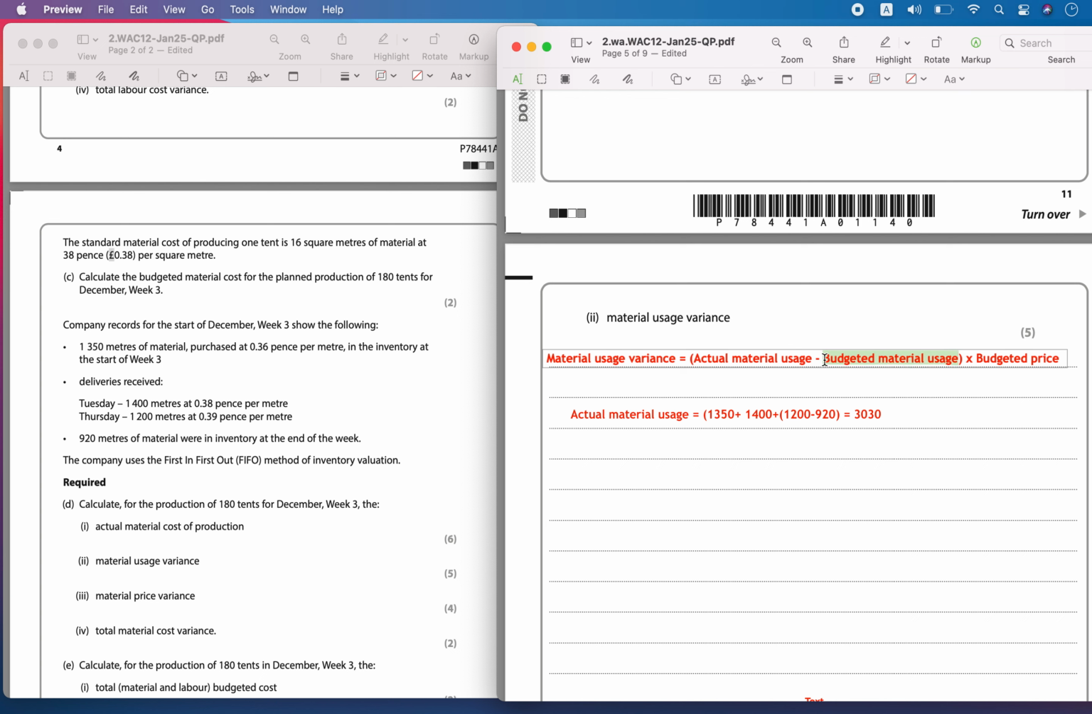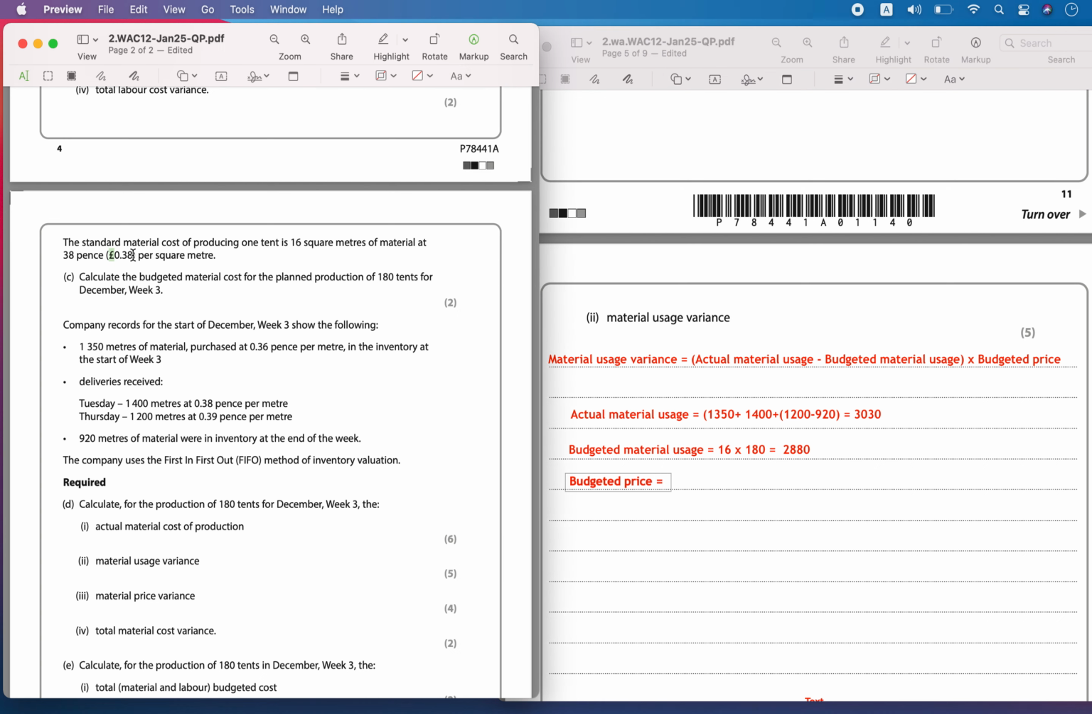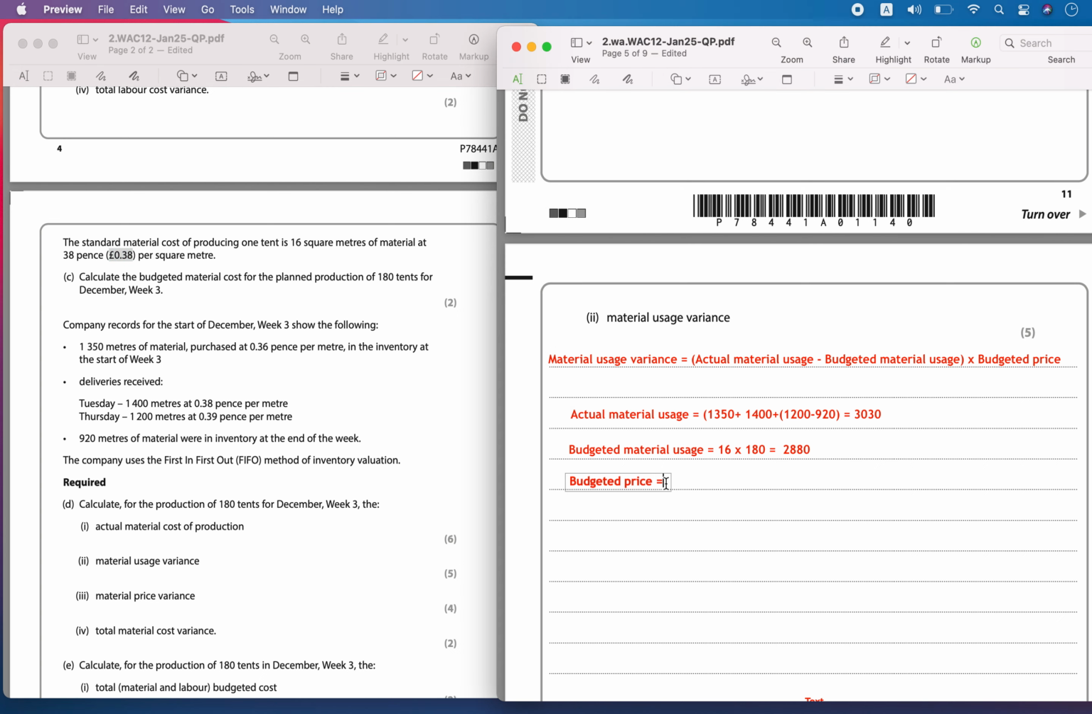Now let's see the budgeted material usage. It should have been 16 times 180, since one tent was using 16 meters and there are 180 tents. This must have been the budgeted quantity estimated to be consumed, and it is 2880. Now let's calculate the usage variance, and what is the budgeted price we had calculated. The budgeted price that was estimated was 0.38 pounds.